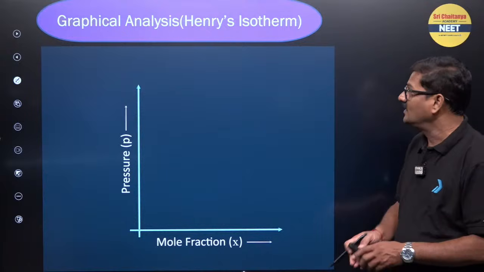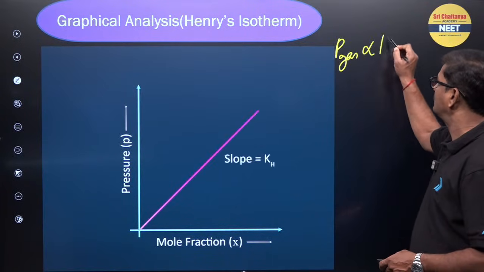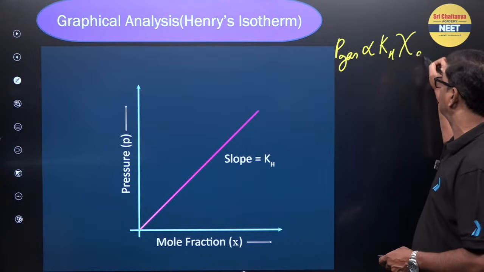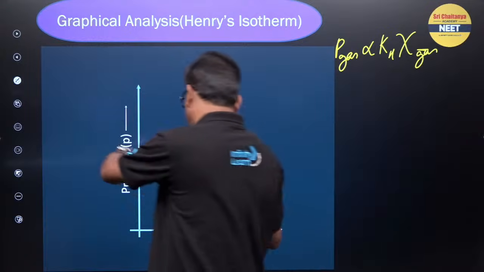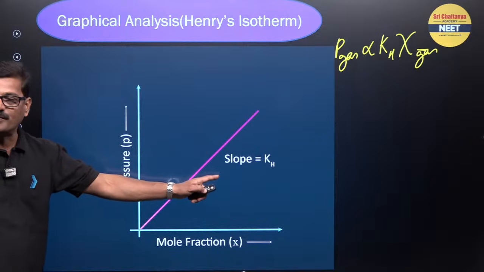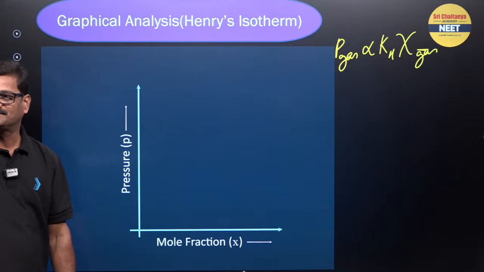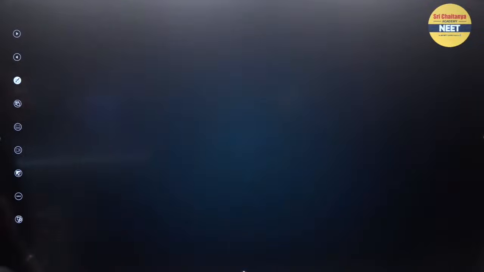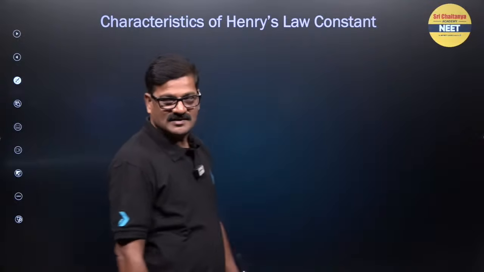And if you see, pressure of the gas is directly proportional to Henry's law constant and mole fraction of the gas. So, pressure of the gas versus mole fraction is going to be a straight line, slope is going to be Henry's law constant. Fine. Very good graphs and very good animations I am making for you, okay. But you can see the characteristics of Henry's law constant.